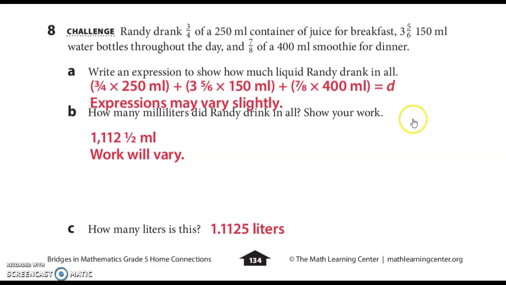So write an expression to show how much liquid Randy drank in all, with D being how much he drank. So 3/4 times 250 plus 3 5/6 times 150 plus 7/8 times 400 equals D. That's an expression. And then in milliliters, he drank 1,112 and 1/2 milliliters. And then how many liters is this? You're going to divide it by 1,000. So the decimal divided by 1,000, and it would be 1.1125 liters.